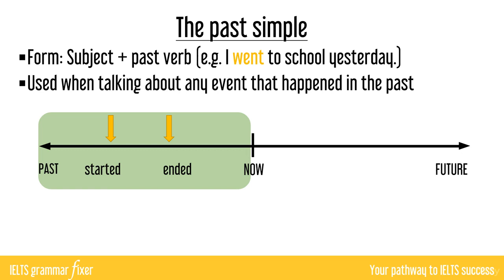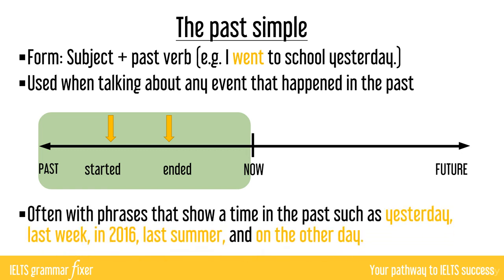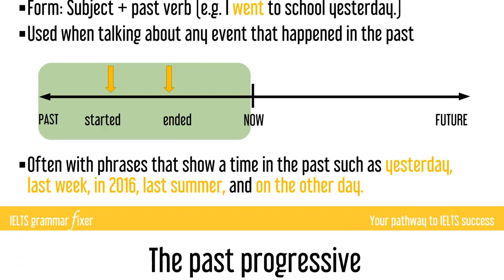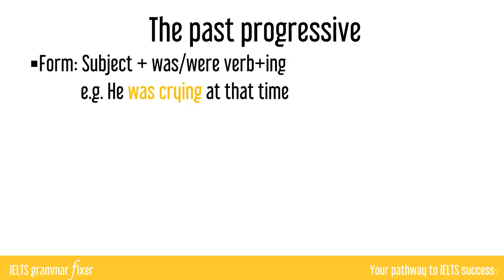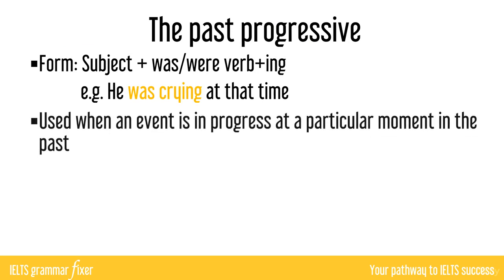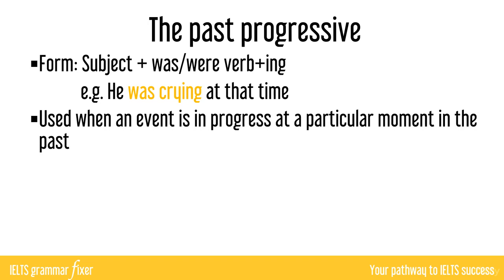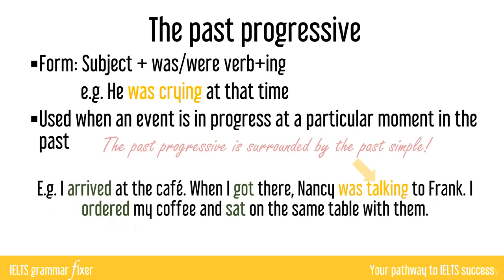The past simple is often used with phrases that show a time in the past, such as yesterday, last week, in 2016, last summer, and the other day. On the other hand, the past progressive consists of the be verb in the past form with another verb followed by ing. This tense is used when an event is in progress at a particular moment in the past. Therefore, the past progressive is almost always used with sentences in the past simple before and after.